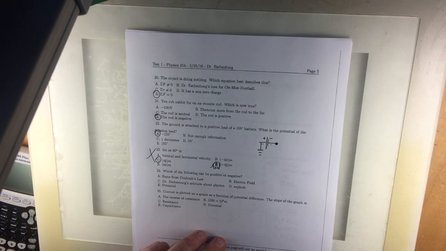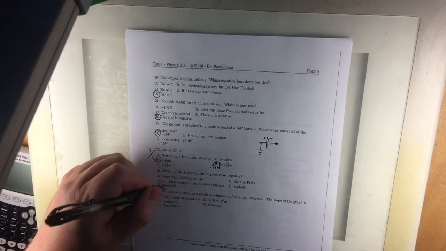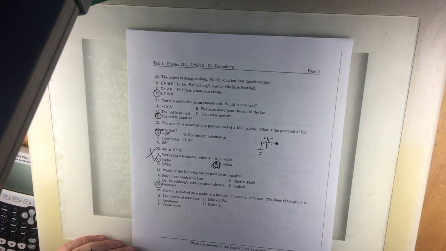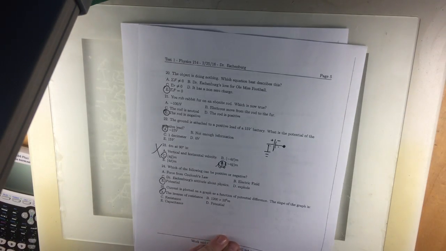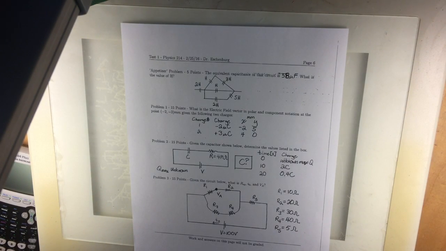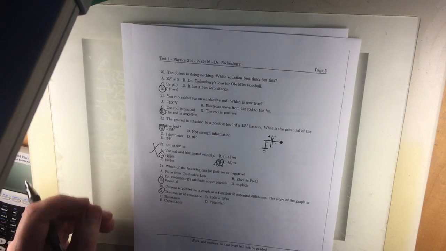Which of the following can be positive or negative? Potential. Current is plotted on a graph as a function of potential difference. The slope of the graph is what? A, inverse of resistance. All right, and that is the multiple choice. I haven't exactly written the test, but the multiple choice has been cleaned up. E.